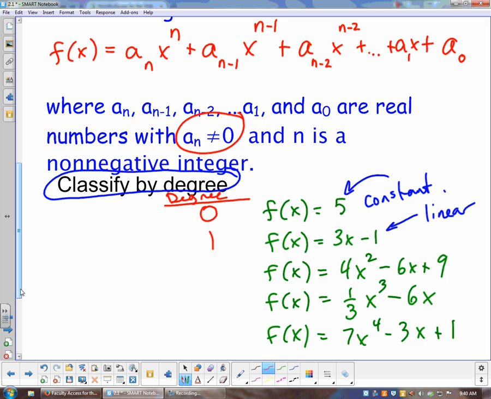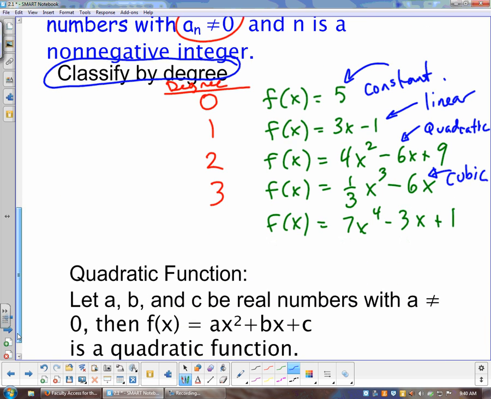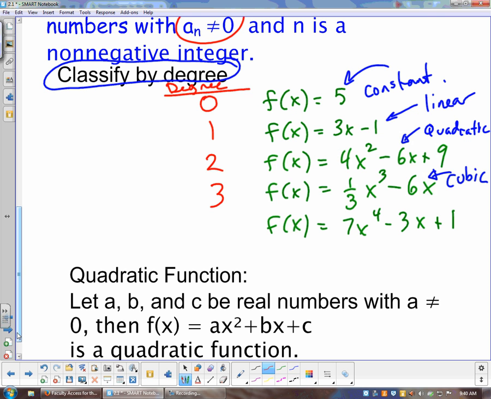What if it's a degree 2, like this one? Quadratic. Starts with a Q. Next one, degree 3, is cubic. And what about a degree 4? It's quartic. Degree 5 is quintic and so on, but you don't need to know all that.